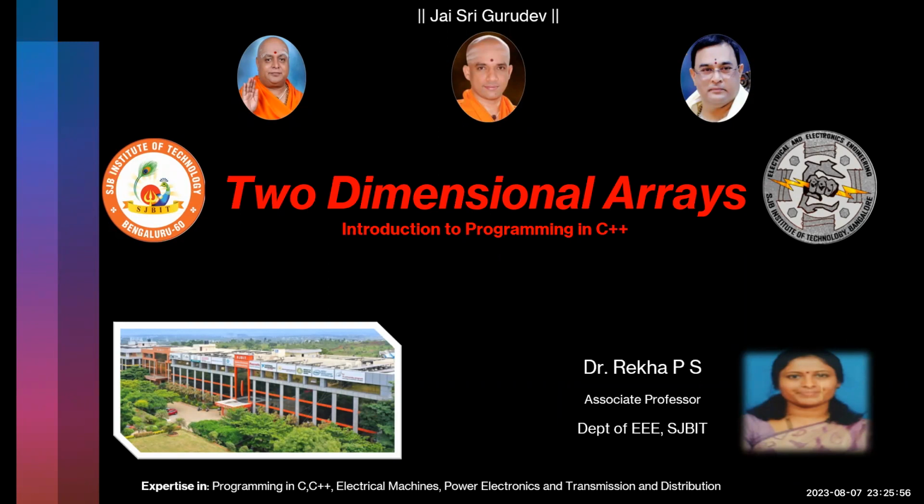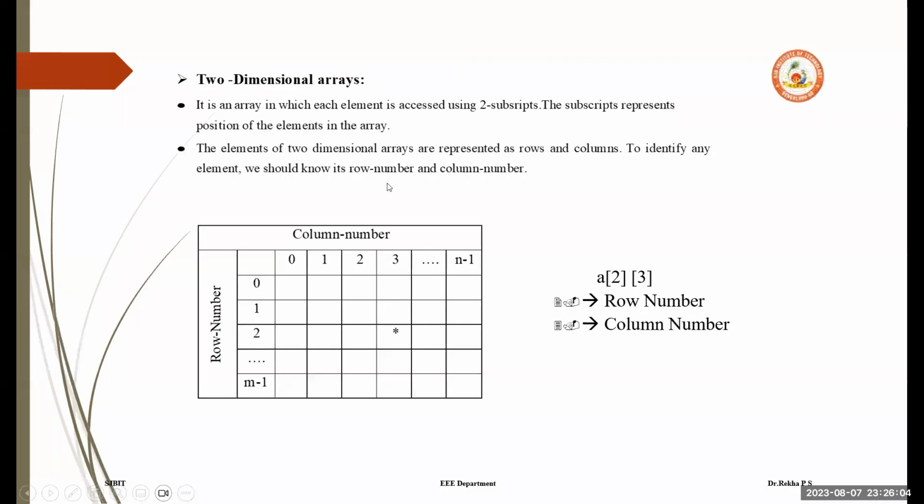Now let us start discussion on two-dimensional arrays. A two-dimensional array is an array in which each element is accessed using two subscripts. The subscripts represent positions of the elements in an array. The elements of two-dimensional arrays are represented as rows and columns. To identify any element, we should know its row number and column number.